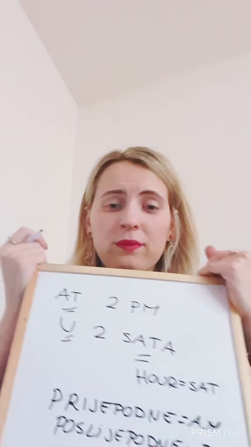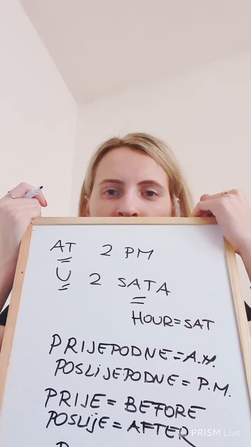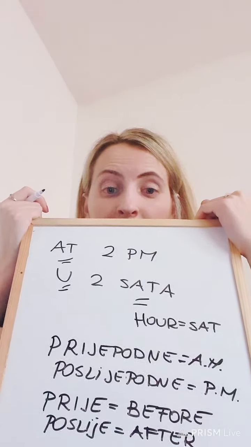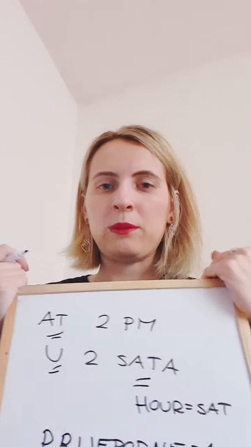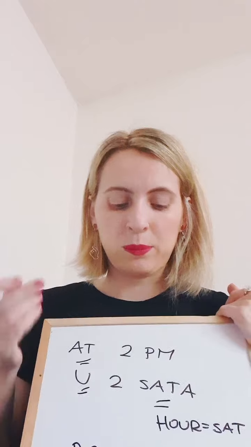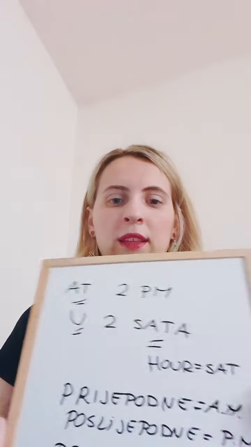So if you want to say AM, it is prije podne, and PM is poslije podne. Prije is before, poslije is after, and podne is noon, so it actually makes sense. And at 2 p.m. it is u 2 sata. Znači, for example, we will meet at 2 p.m. or we will meet at 4 p.m.